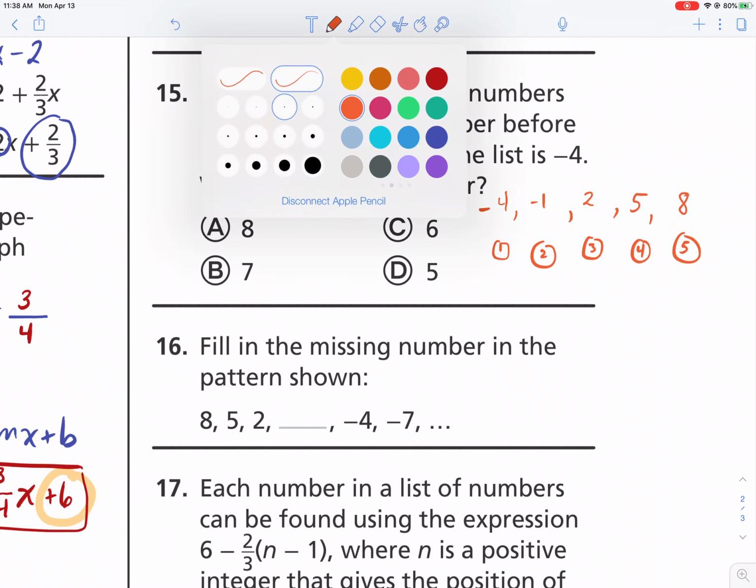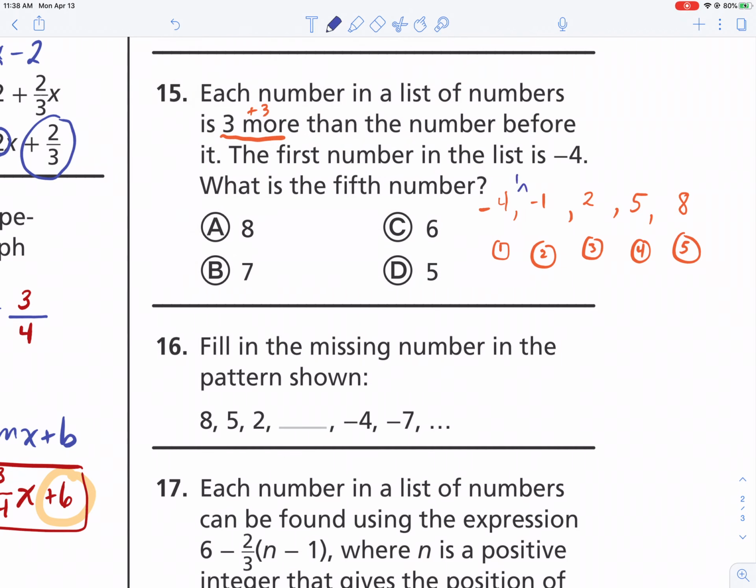And if it helps you, write on there that you are adding 3 every time. And so remember, we did things kind of like this last time, or last semester. So in this case, it wants us to find the 5th number. So our 5th number in this case is going to be the number 8.